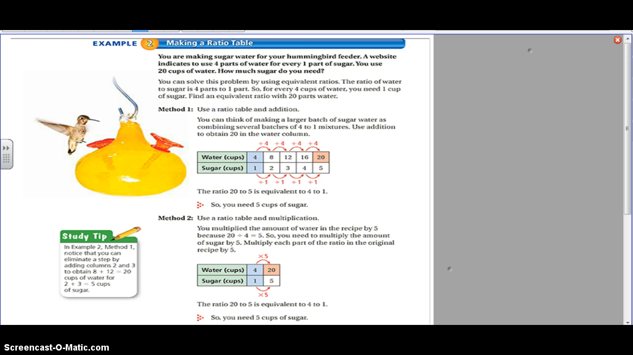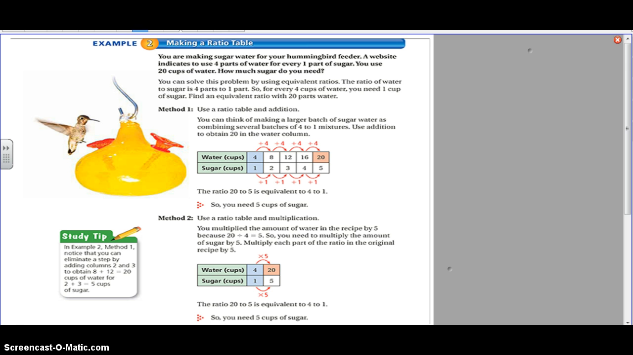Example 2 on page 199. You are making sugar water for your hummingbird feeder. A website indicates to use 4 parts of water for every 1 part of sugar. You use 20 cups of water. How much sugar do you need? You can solve this problem by using equivalent ratios. The ratio of water to sugar is 4 parts to 1 part, and it tells you that right in the problem. So for every 4 cups of water, you need 1 cup of sugar. Find an equivalent ratio with 20 parts water.